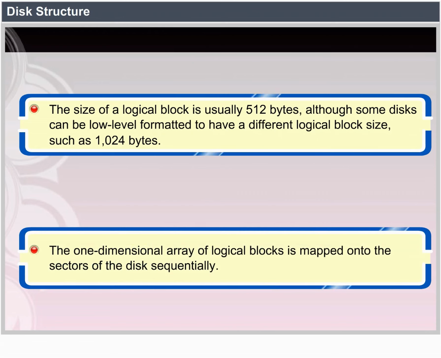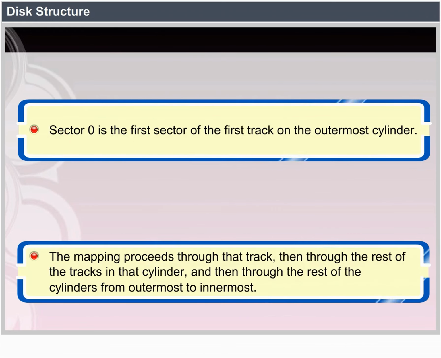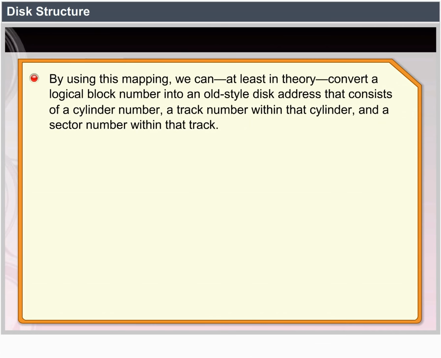Sector 0 is the first sector of the first track on the outermost cylinder. The mapping proceeds in order through that track, then through the rest of the tracks in that cylinder, and then through the rest of the cylinders from outermost to innermost. By using this mapping, we can, at least in theory, convert a logical block number into an old-style disk address that consists of a cylinder number, a track number within that cylinder, and a sector number within that track.